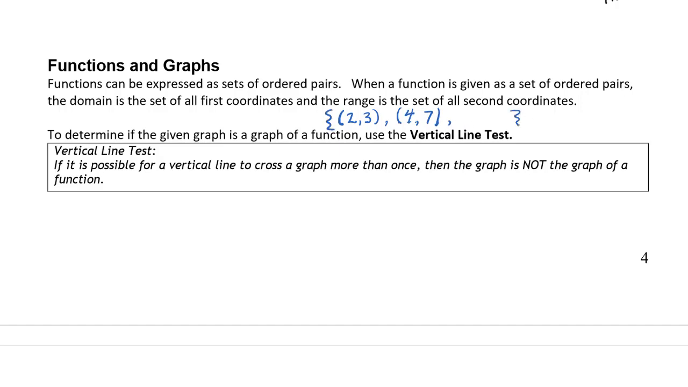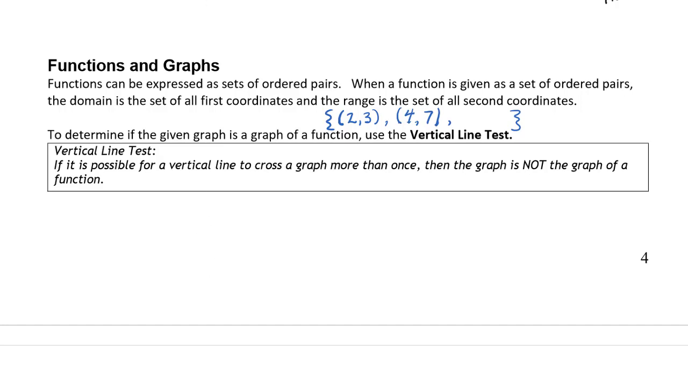These are like coordinate points that you could graph, where the first entry, the domain, is like your x, and the second value or entry is like your y or your range value. To determine if this graph is a function, we can use something called the vertical line test.